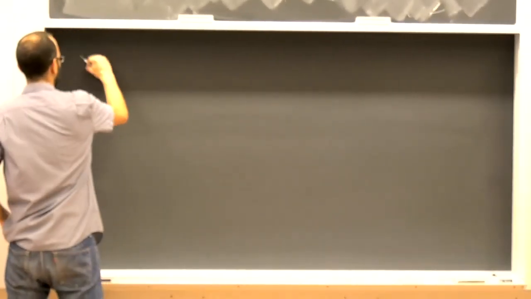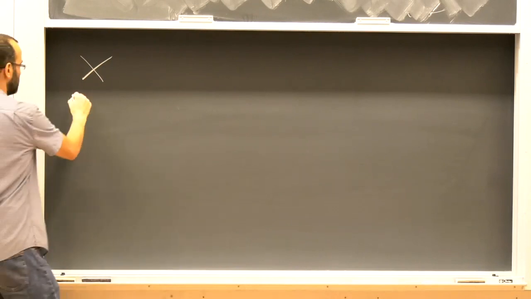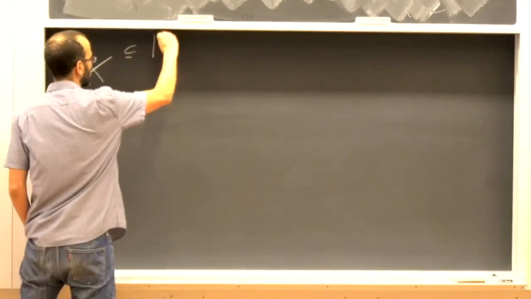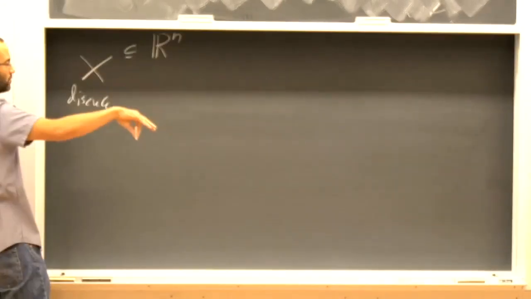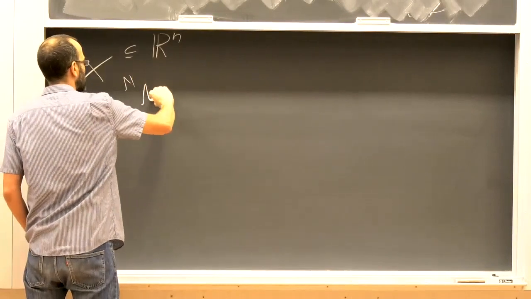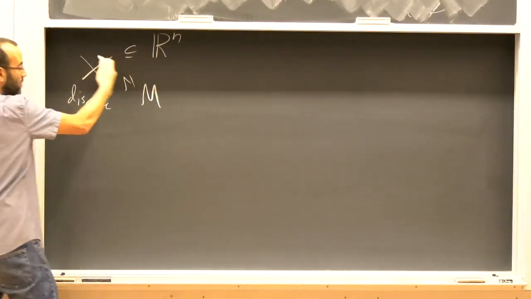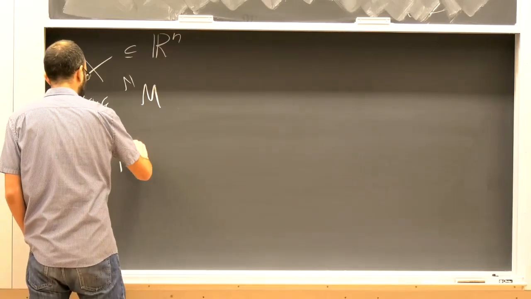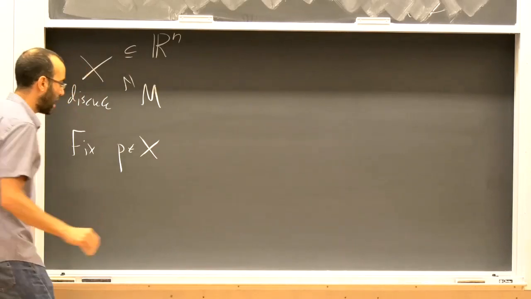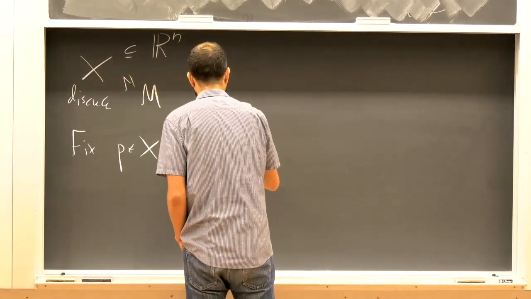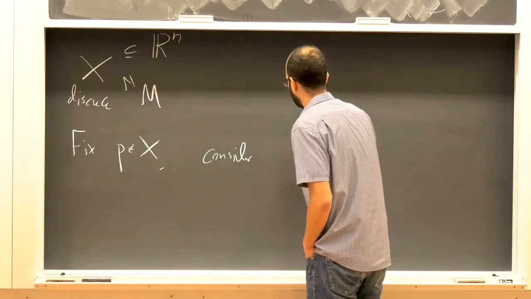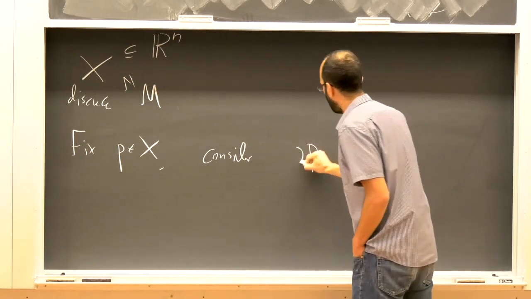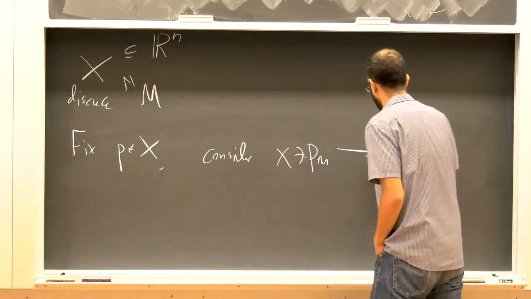So we have a discrete set X, let's do it in Rn, it's a subset of Rn which is embedded in M. Let's fix some point P in this X, and consider some sequence of points Pm in X which tend to infinity. Okay, so that's the picture.